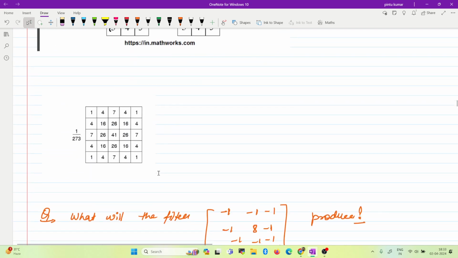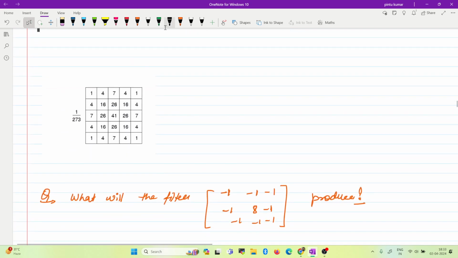We discussed the median filter. Another very common famous filter is the Gaussian filter.